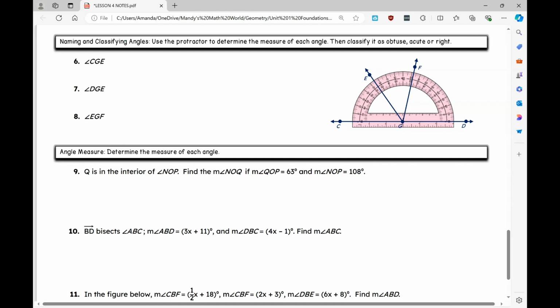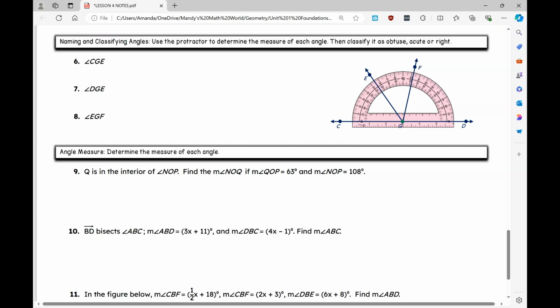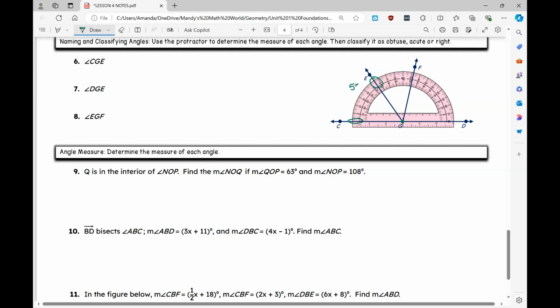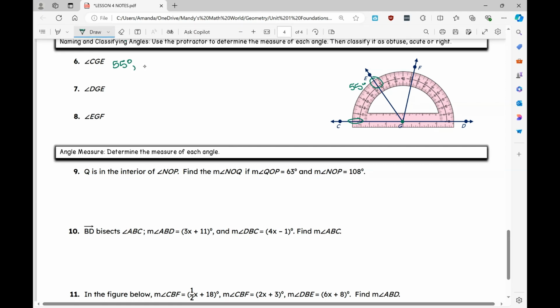Number 6, angle CGE. There's my vertex right there. Ray GC is actually on the line. 0 is the outside number, so I'm going to use the outside numbers when I find where ray GE is. It's between 50 and 60, right at 55 degrees. So the measure of angle CGE is 55 degrees. It's less than 90 degrees, which makes it an acute angle.